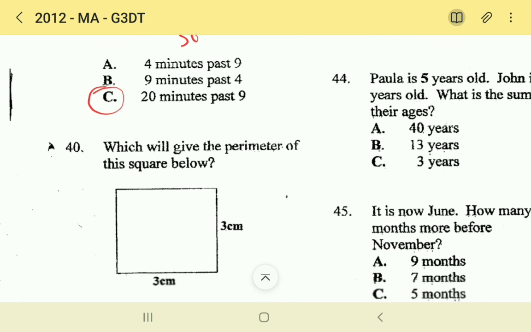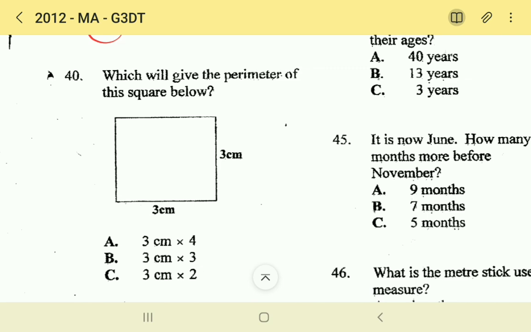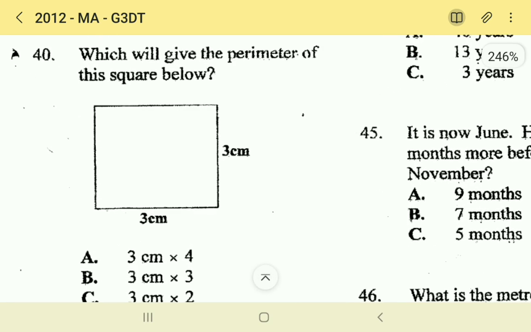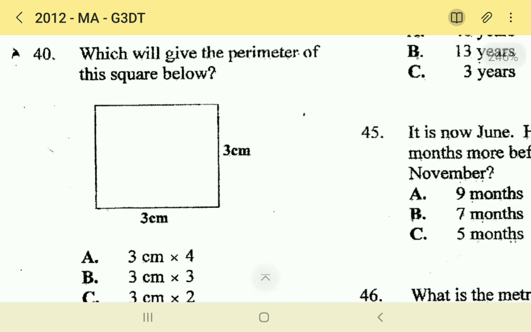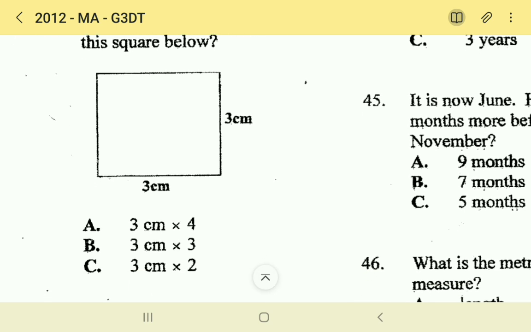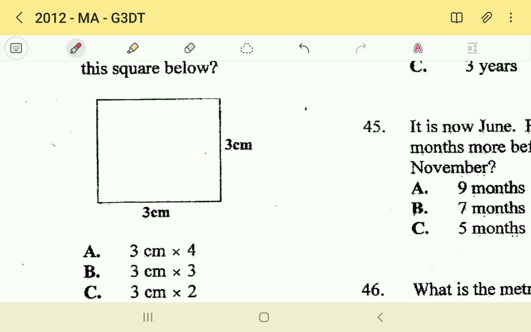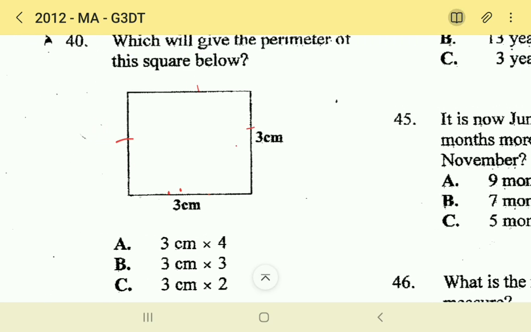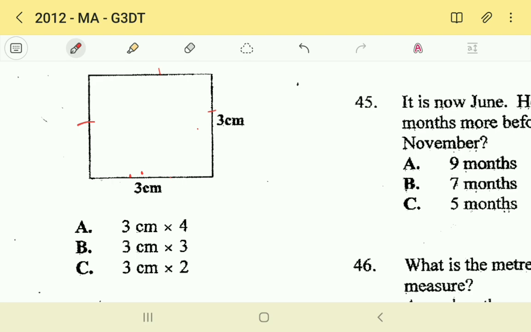Moving on to item 40. Guys, we're getting in there, we're clocking it. Which will give the perimeter of this square below? Remember, the perimeter is the distance around the shape. So this is a square, which tells you that all the sides are equal. So if this is 3, this is 3, this is 3, this is also 3. So it would be 3 times how many sides we have, which is 4. The answer is at A, 3 times 4 sides.